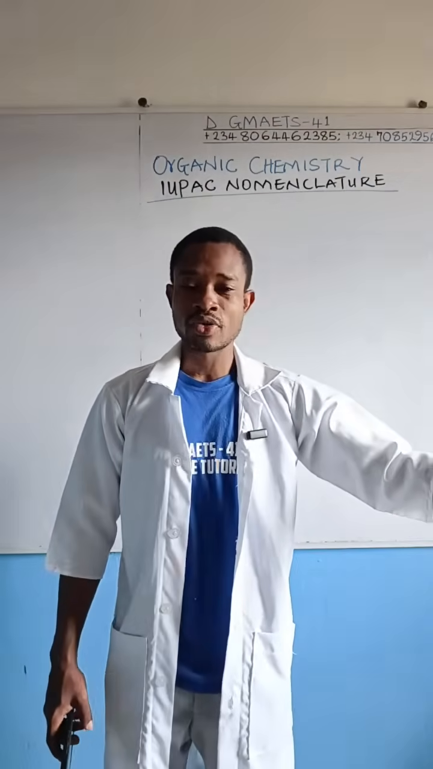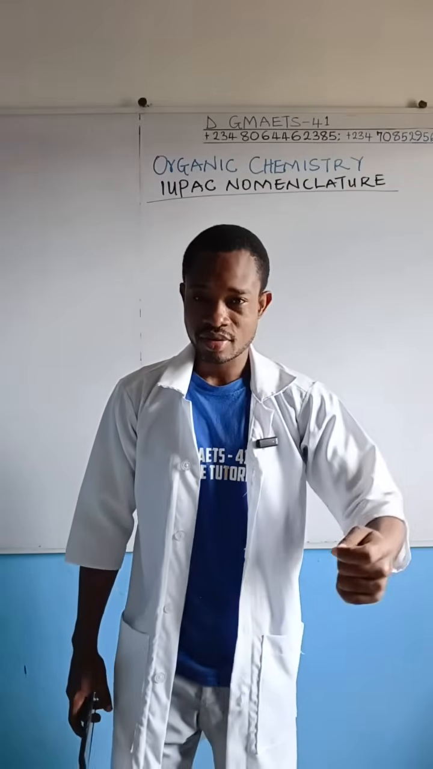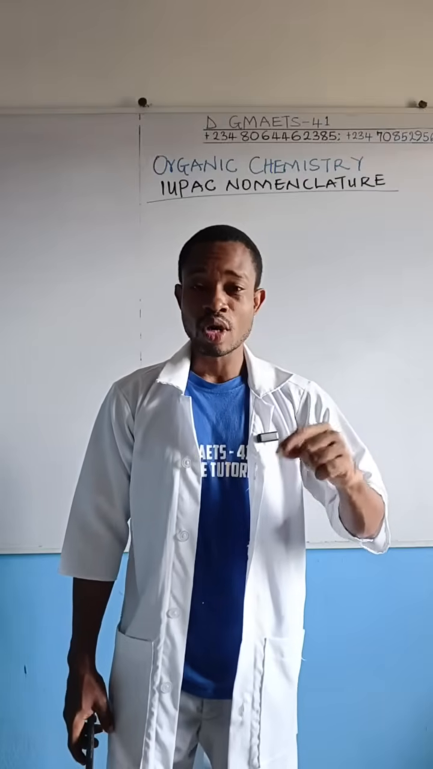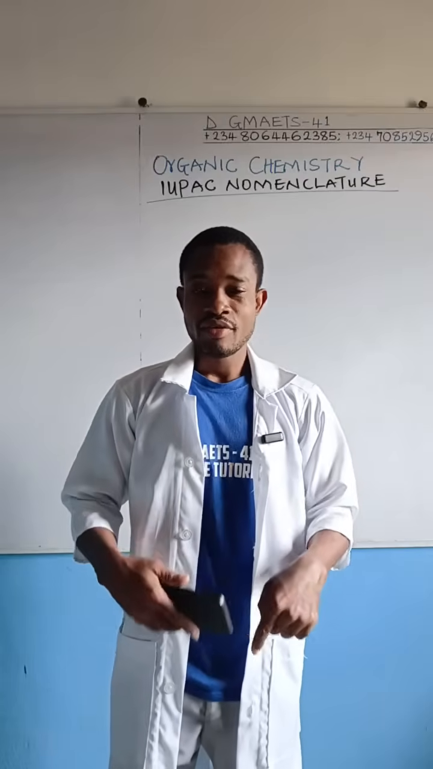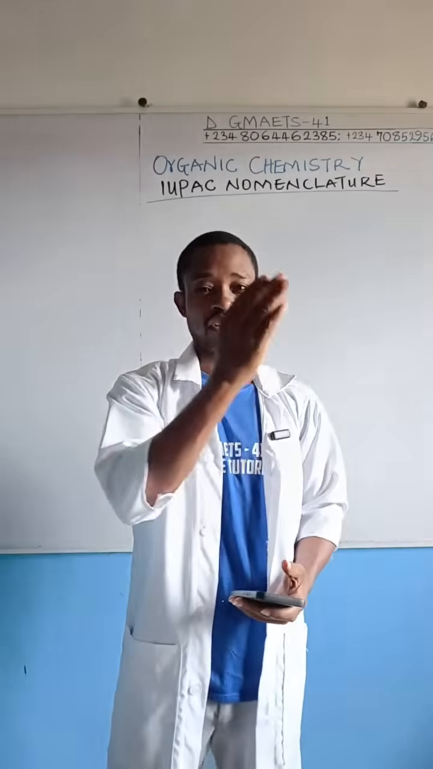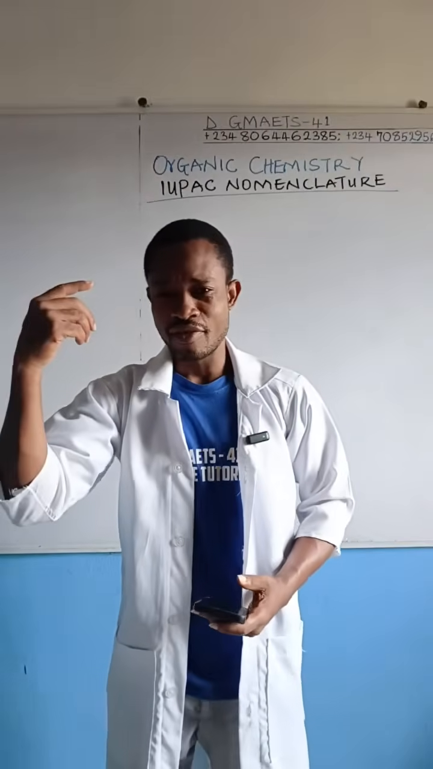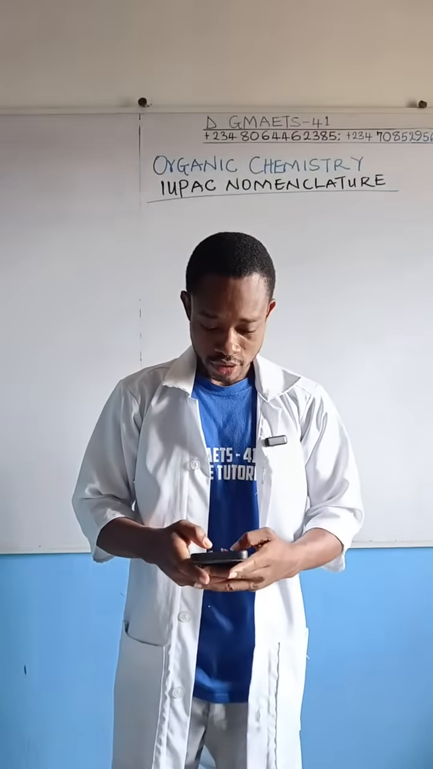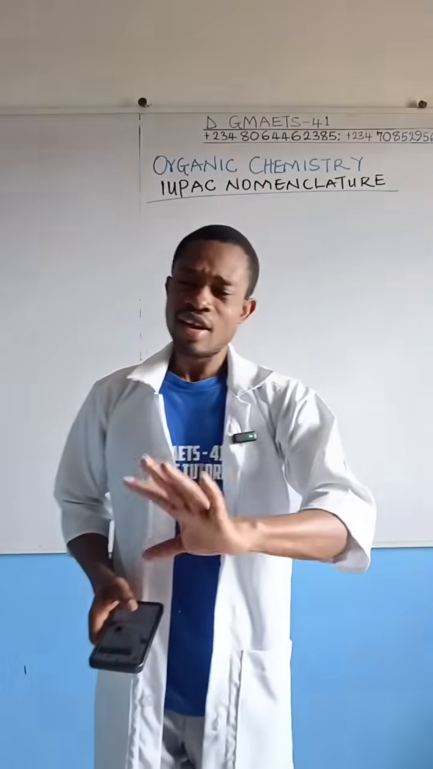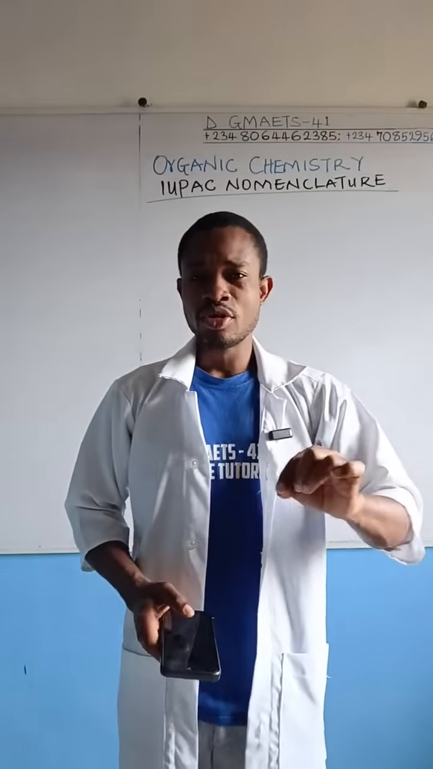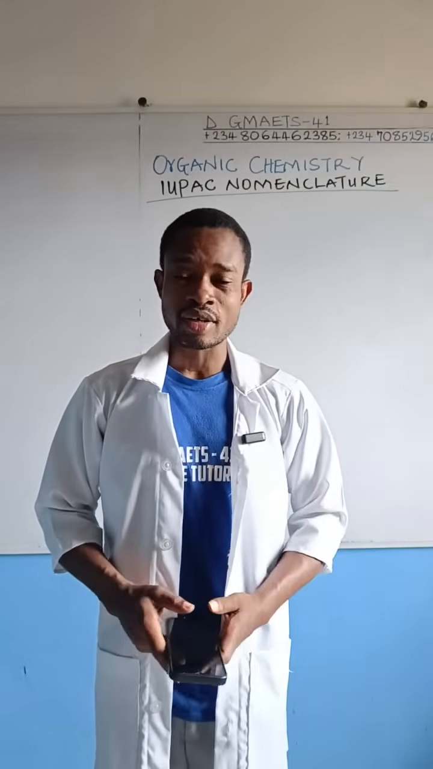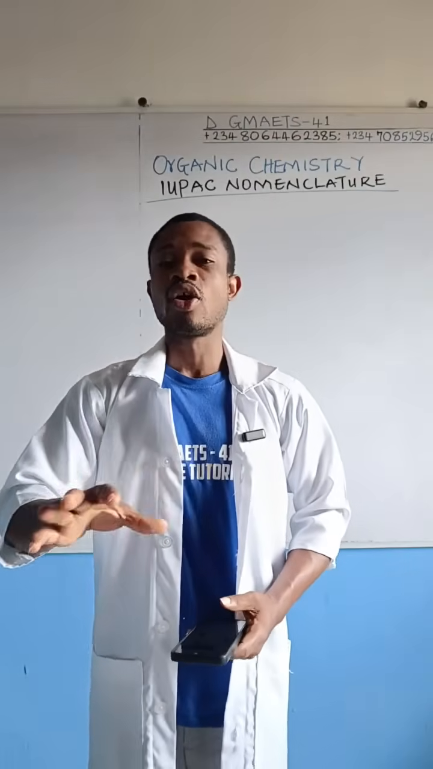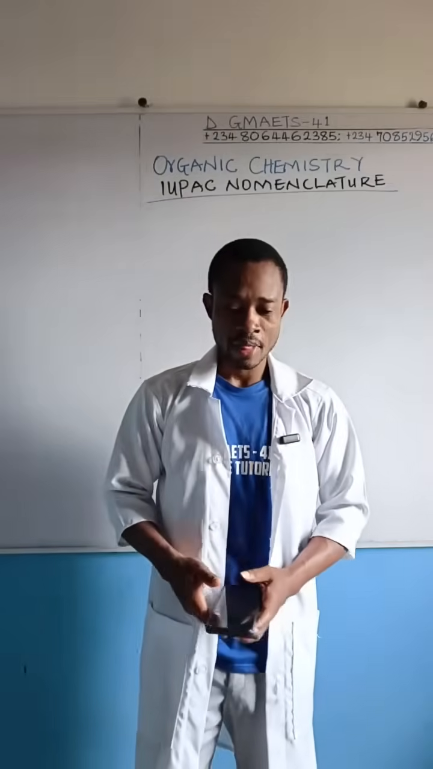So you want to make sure you slide through the GMAT 41's Chem 102 playlist on this channel. If you go to the home page, you have home, shorts, playlist, live. Click on that playlist, and of course, you would see the lessons on Chem 102, where I treated the IUPAC nomenclature of alkanes, alkynes, alkanols, alkanones.